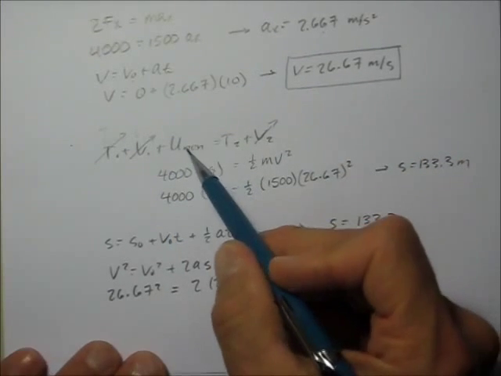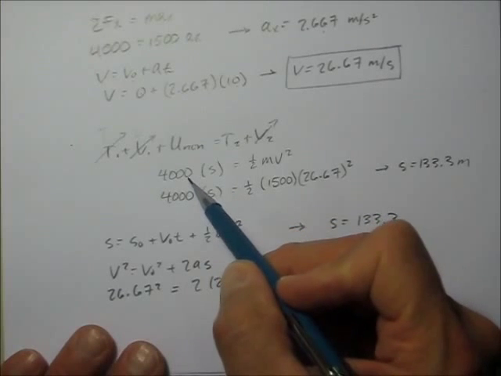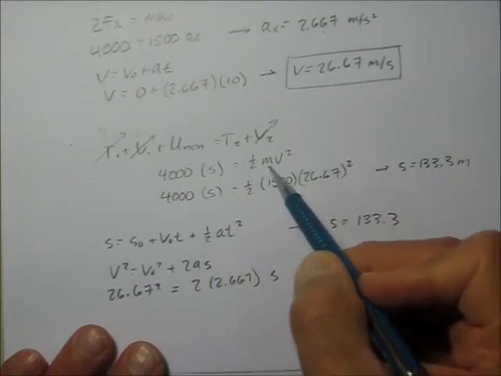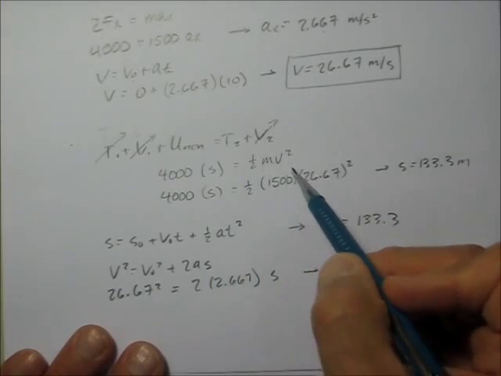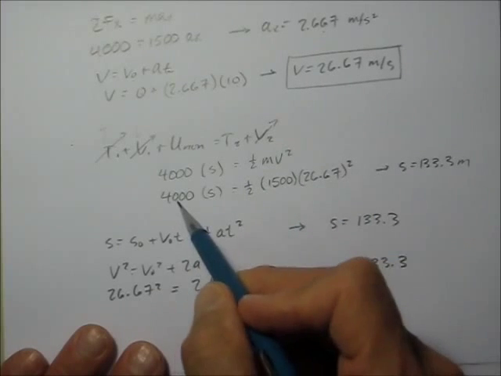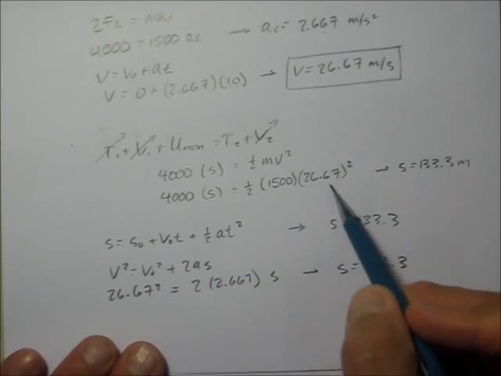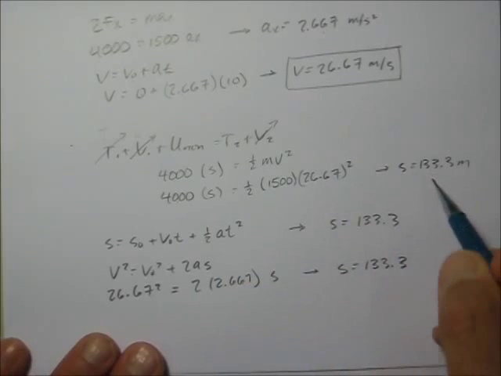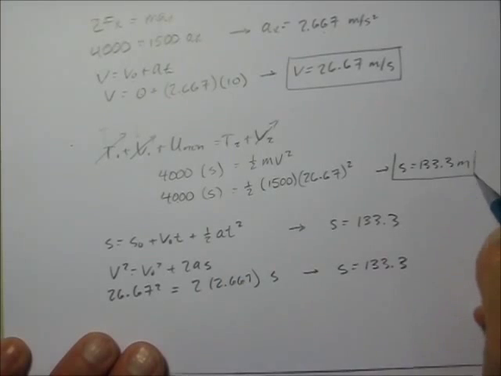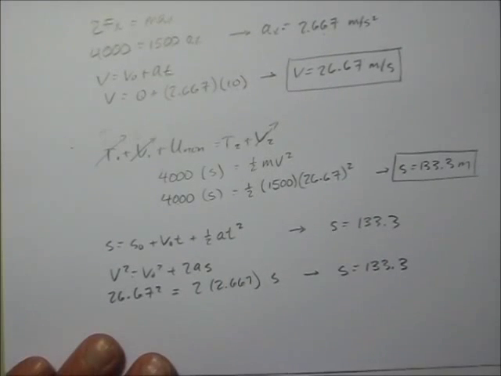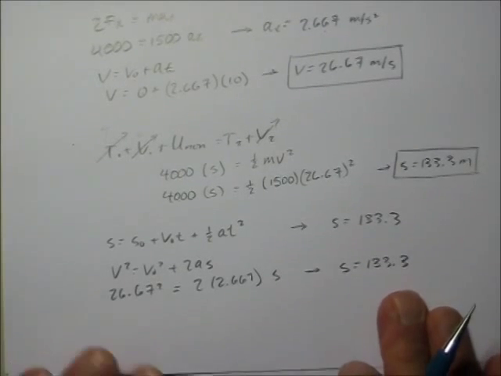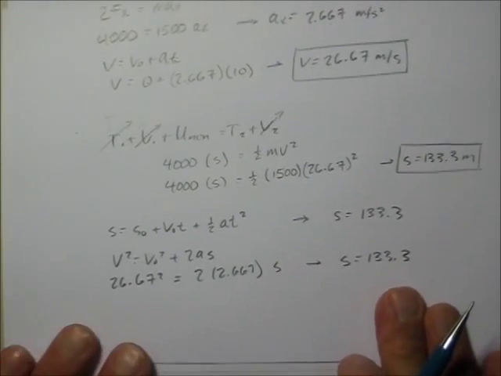So what we can say is that U naught, the pushing force of 4,000 acting through a distance S, is equal to our change in kinetic energy of 1/2 mv squared. So I just plug in 4,000 S equals 1/2 times m, which is my 1,500, times my velocity at the end of that, 26.67, and I can find that the distance it moves in those 10 seconds is 133.3 meters. And that's with energy, but let's check with our F equals ma.